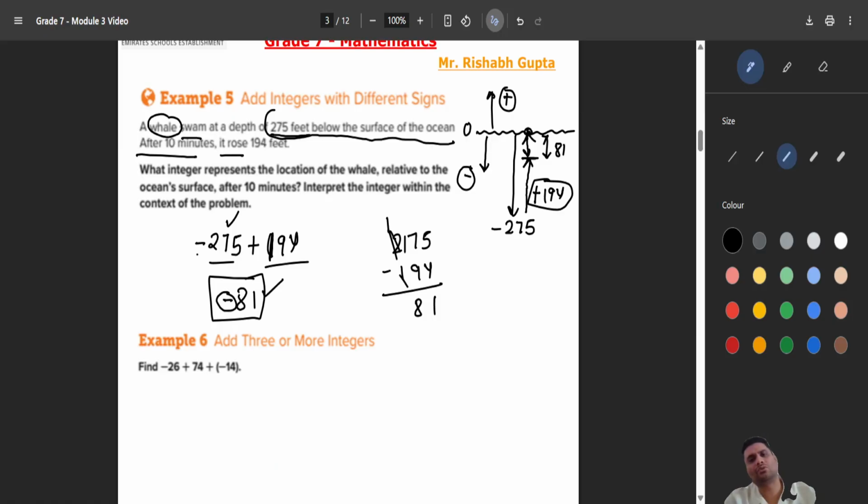So in this way you will have to read the question and decide the sign of the numbers according to the language. If it says we are going down, means minus. If you are going up, that is plus. Ascend, plus. Descend, minus. Rose, plus. Depth, minus. So you have to see the words, read the words carefully, choose the sign of the numbers and then apply the addition rules to get the final answer.